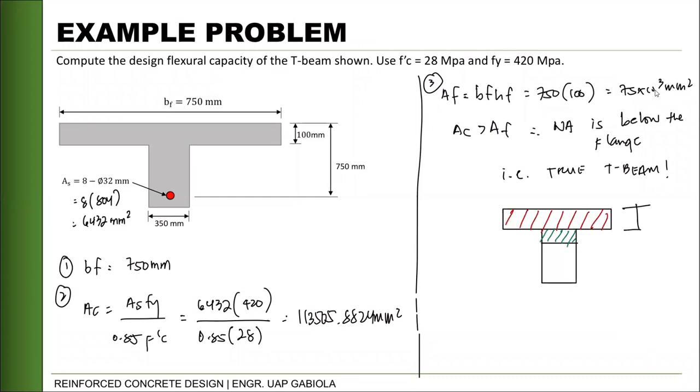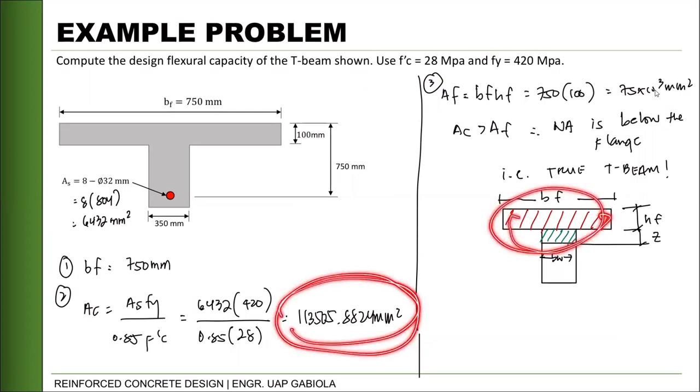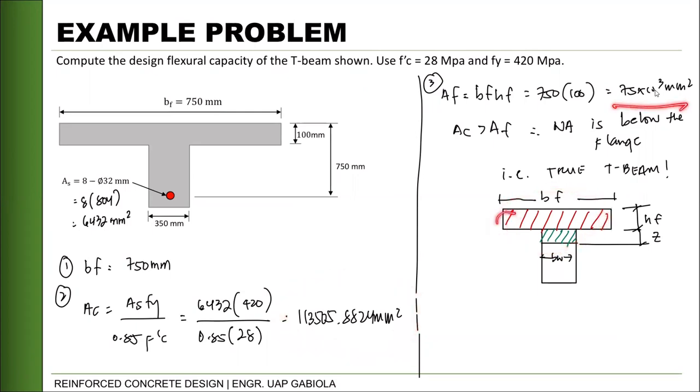We can say this is our HF. And then we can call this, let's say, Z. Okay? This is our BF. And then this is our BW. Okay? So, we know that the total area of this shaded portion is equal to this. And for the flange, we know that it is 75,000. So, our green portion we can get. So, the green portion, let's call it the area of our web.